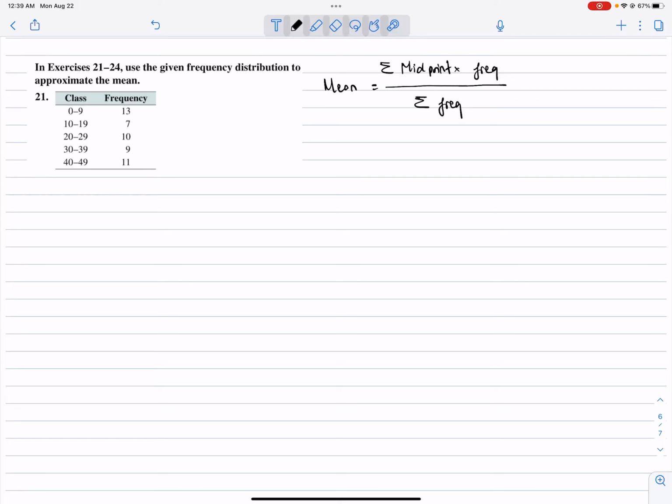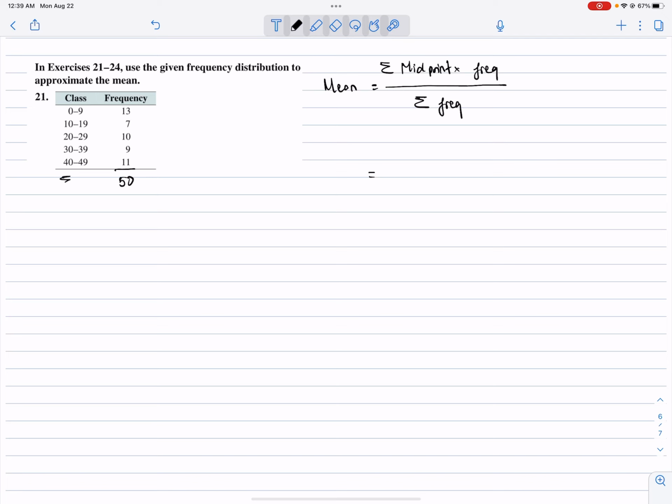Problem 21. We want to compute the mean using the frequency distribution table. So if we have the table and we want to compute the mean, we use this formula: the sum of the midpoint multiplied by the frequency, divided by the sum of the frequency. So for the bottom number, we have the frequency, sum of the frequency. We already have the frequency, so we just have to add this up, and we got the answer is 50.